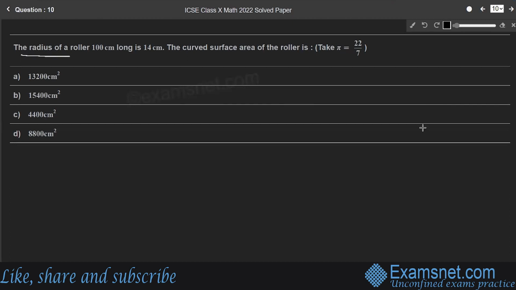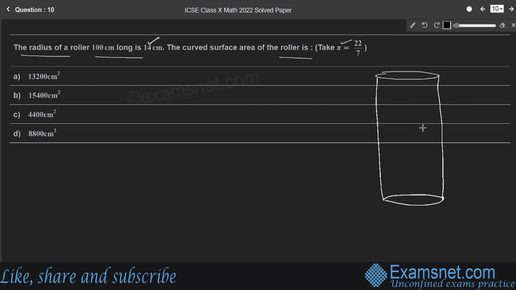Question 10. The radius of a roller 100 centimeter long is 14 centimeter. The curved surface area of the roller is, taking pi as 22 by 7. Here the roller is in cylindrical shape. So consider a roller, and its radius is given. So 14 centimeter is the radius of the roller, r is 14 centimeter. And the length of the roller, particularly it is the height, so if you consider, length or height is 100 centimeter. So we need to find the curved surface area of the roller.